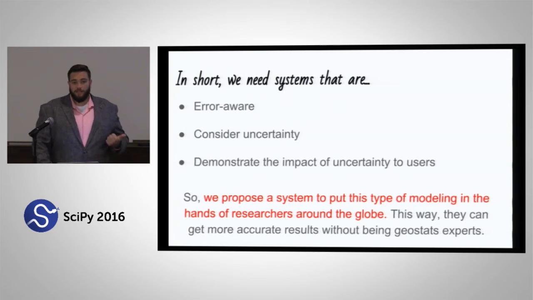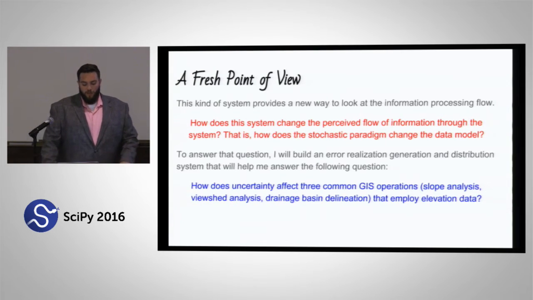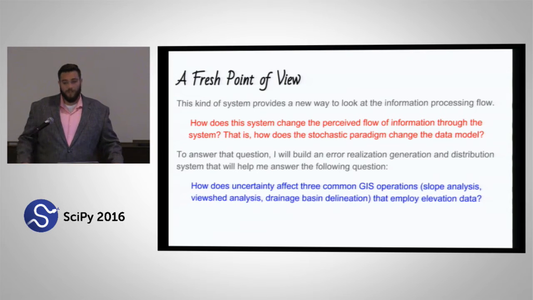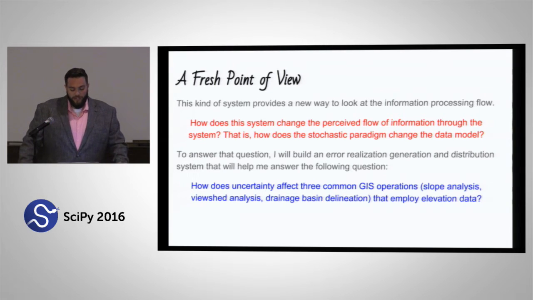So in short, we need systems that are error aware, they need to consider uncertainty, and they need to demonstrate the impact of that uncertainty to users. So we are proposing a distribution system to make that happen. We have developed really good error models. Dr. Shortridge has spent a lot of time doing this, and so now we need to share that information. Basically, we want to look at how this kind of system is going to change the perceived flow of information.